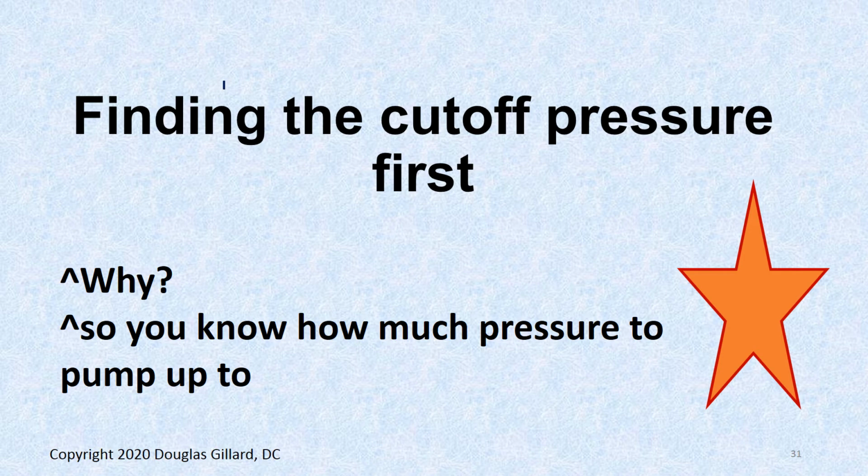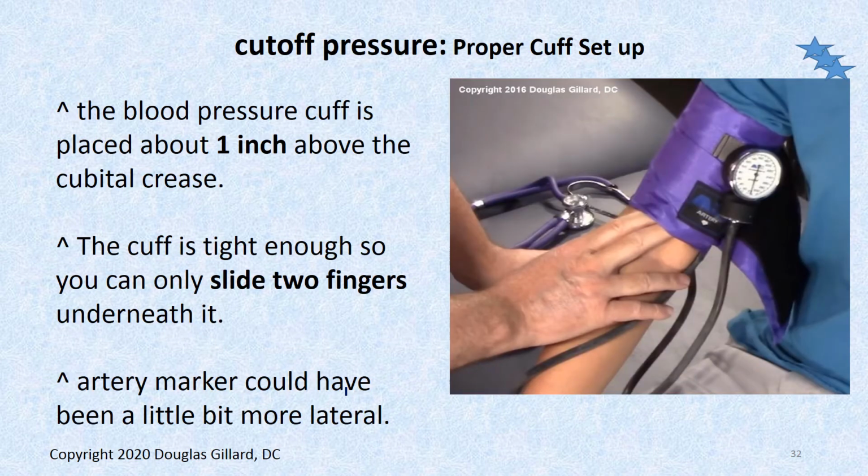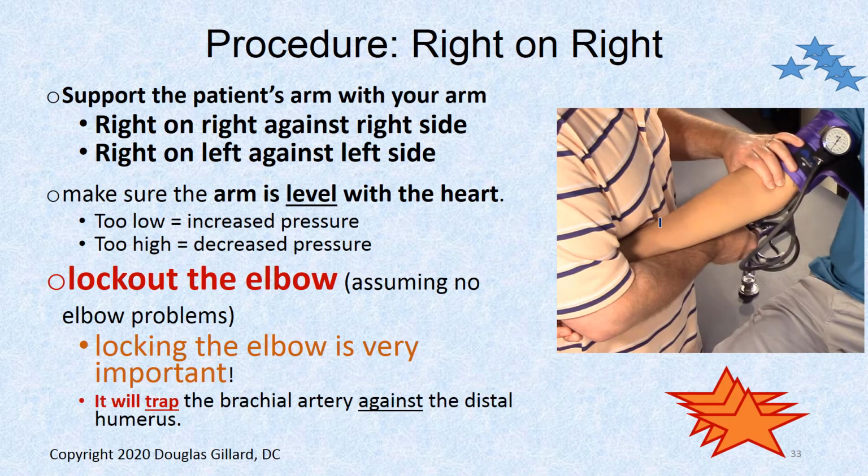All right, so finding that cutoff pressure. This slide's out of place, I think. Why? So you know how much pressure, so you know what the final pressure is. That slide was just one out of place. So, I mean, the artery marker could have been a little better. It could have been right here. But there's 2 fingers. That's it. I can't really get 3 fingers under there, so it's a pretty tight squeeze.